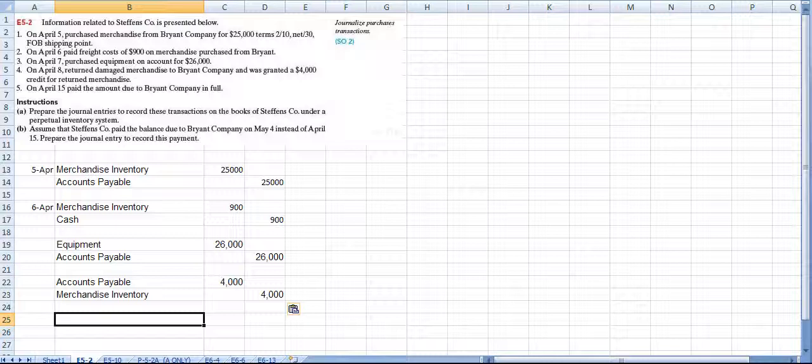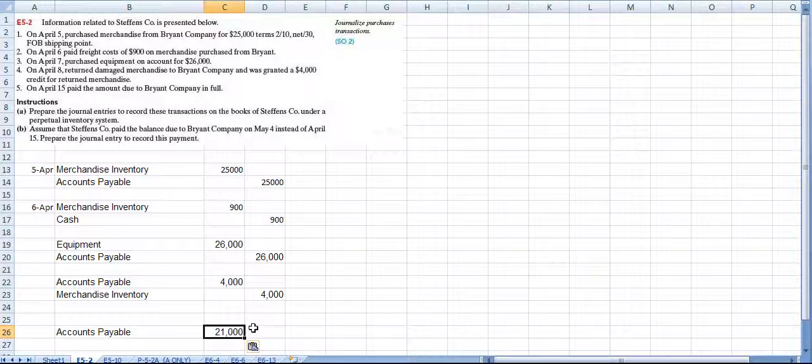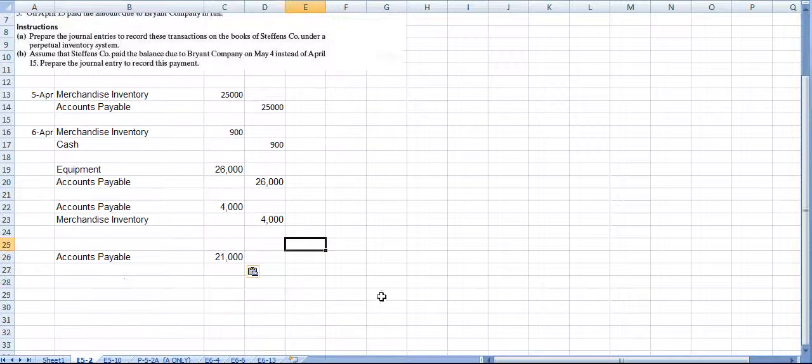April 15th, paid the amount due to Bryant Company in full. Remember the terms up here, basically 2/10 net 30. So within 10 days of April 5th, add 10 days, that's going to be the 15th. So he's got time, and he's actually going to get that discount. So we're going to debit accounts payable, and that's going to be $21,000. The reason it's going to be $21,000 is that you have $25,000 minus $4,000.